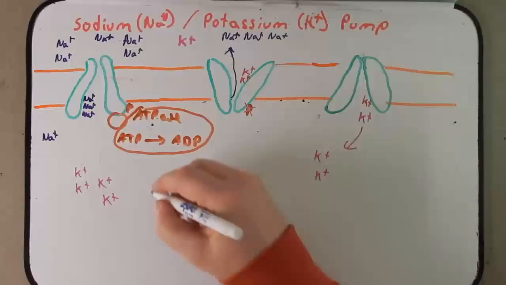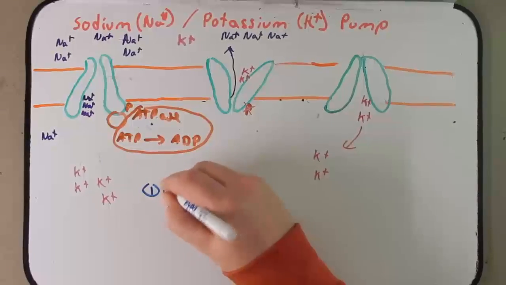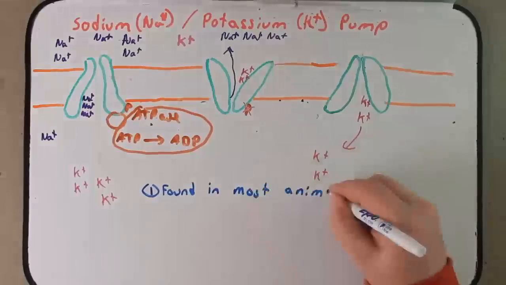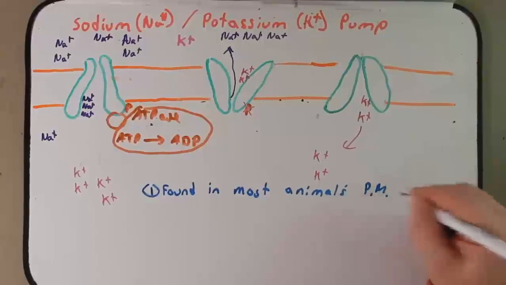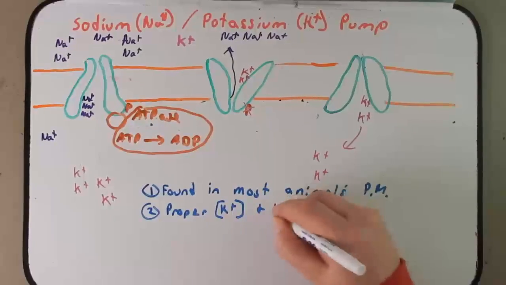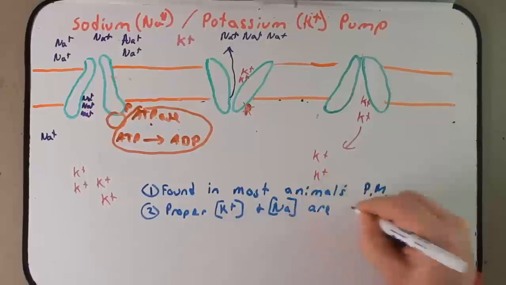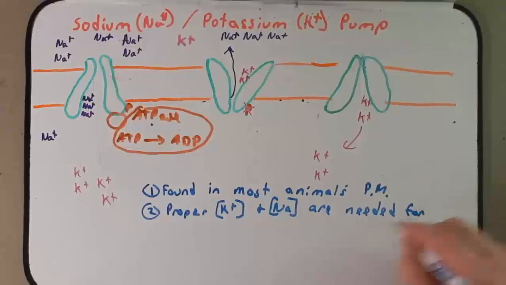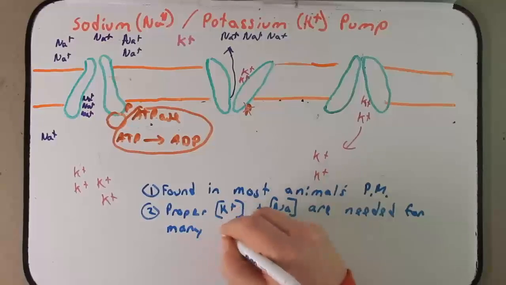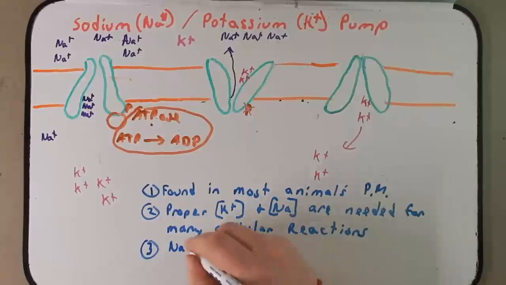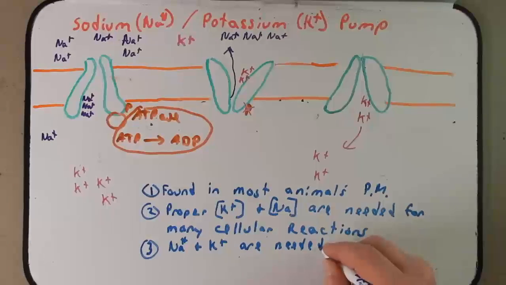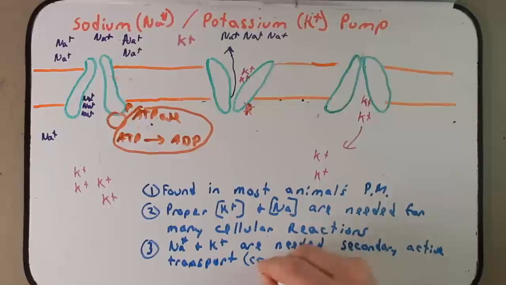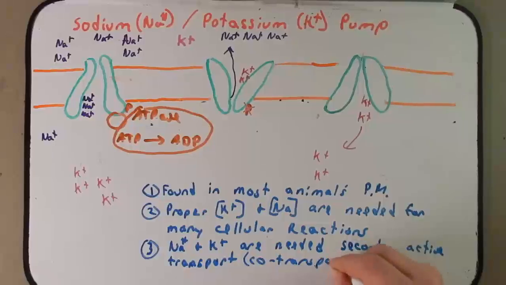So why is this important? Well, let's talk about a few reasons here. First of all, this pump is found in most animal plasma membranes. Proper potassium and sodium concentrations are needed for many cellular reactions. Sodium and potassium are needed for something we haven't talked about yet, but we're going to talk about it next. And it's something we call secondary active transport, which is also called co-transport. And we'll come back to that in just a moment.